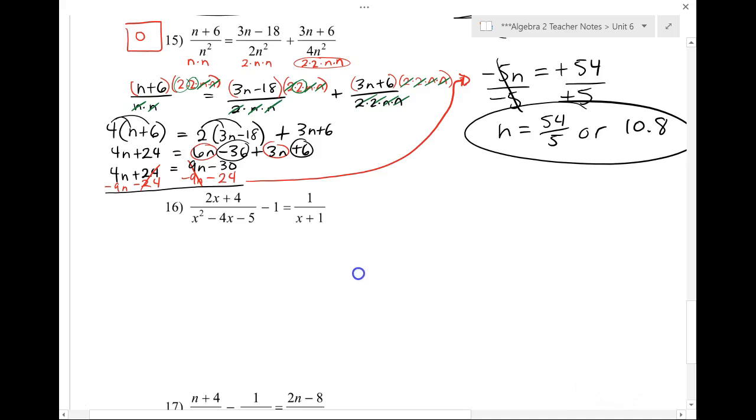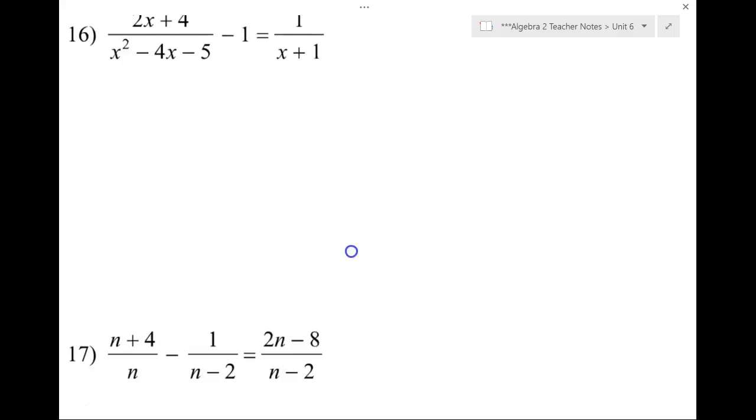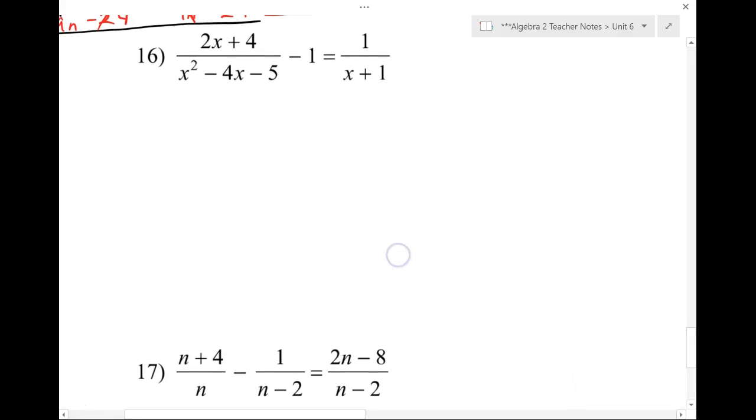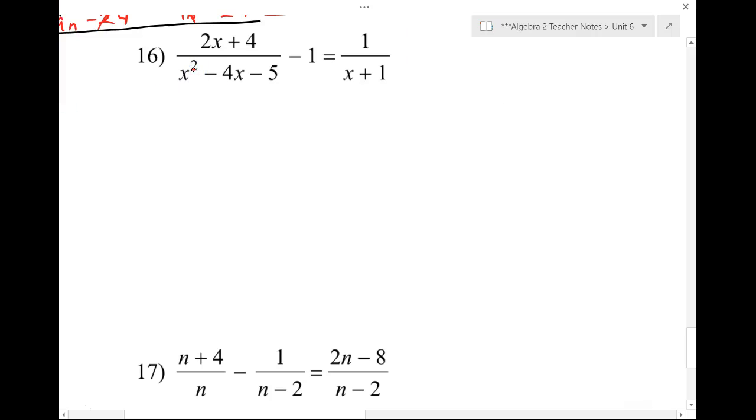Now number 16. Okay, let's move this up. Zoom in a little. Okay, so number 16, we're going to start it off the same way. I need to figure out what my excluded values are. So what I'm going to do is factor this denominator here so I can see what factors I come up with so I can figure out what my excluded values are. So here, let's put an x and an x.